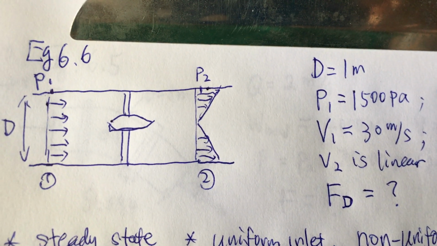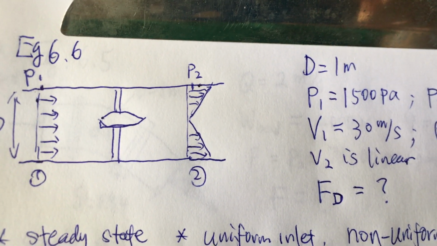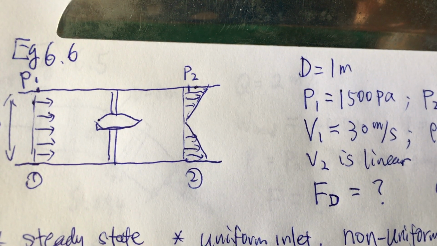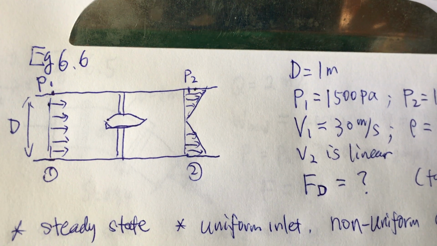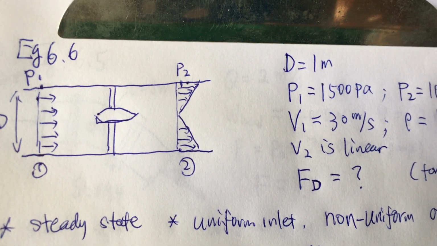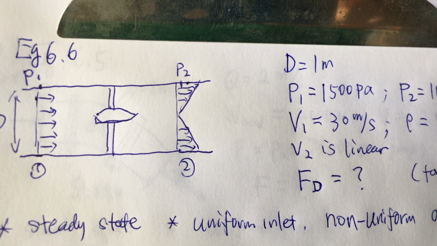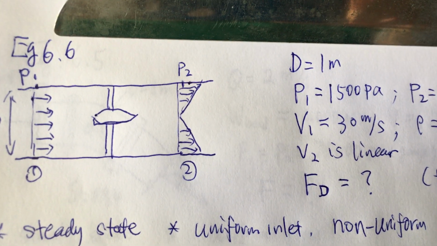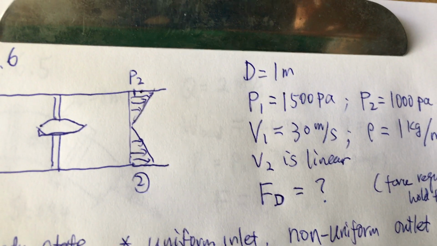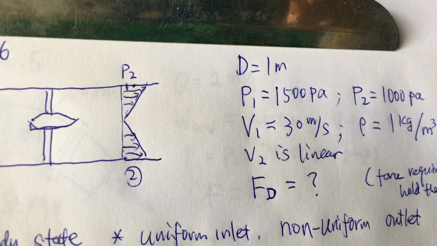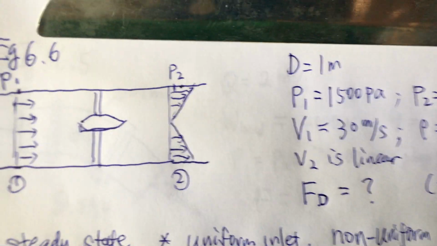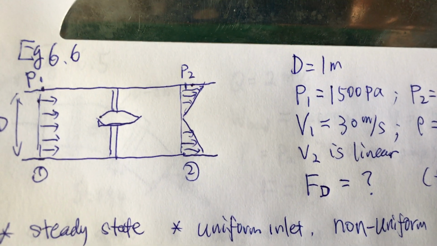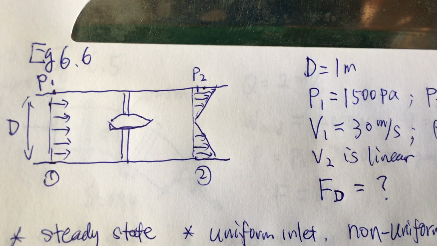So for the inlet at section 1, you have a constant velocity, 30 meters per second. And the pressure at the inlet, P1, is 1500 Pascal. And at outlet 2, the pressure becomes 1000 Pascal. P2 is 1000, but the V2 is not constant. It's not constant obviously because of the blockage of the object, right?